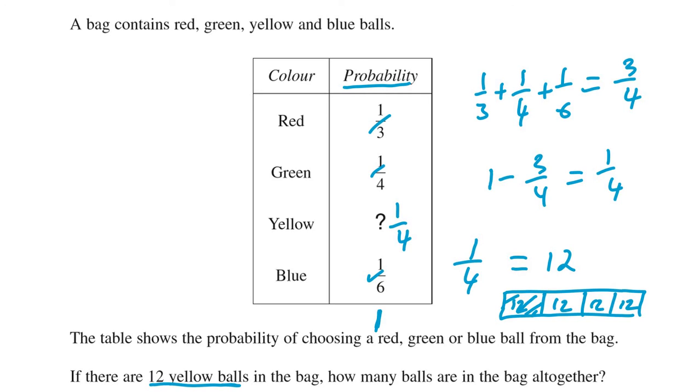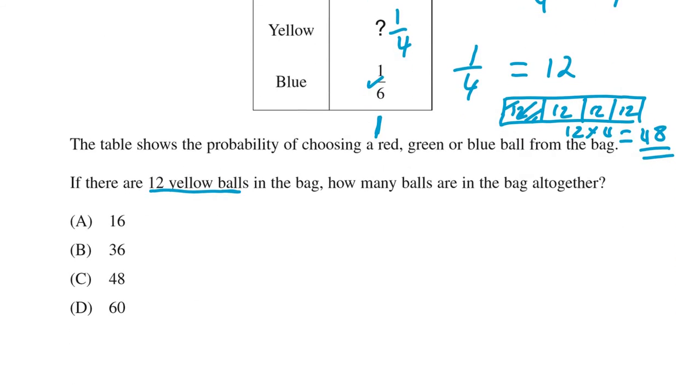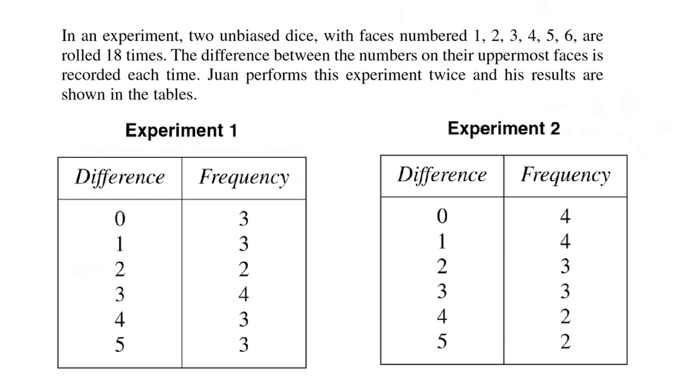So the question asks how many balls are in the bag altogether. Which is 12 times 4. That's all. Just 12 times 4 equals 48. So there are 48 balls altogether. So the answer is 48, C. Okay. 2 unbiased dice with face numbers 1, 2, 3, 4, 5, 6 are rolled 18 times.